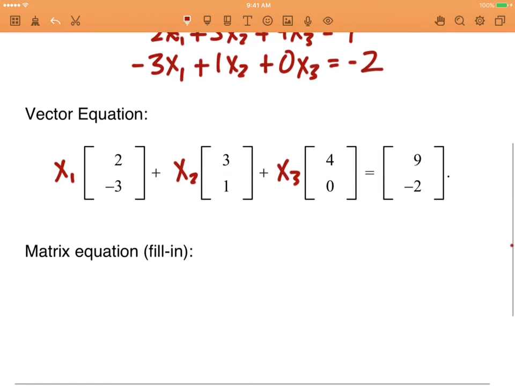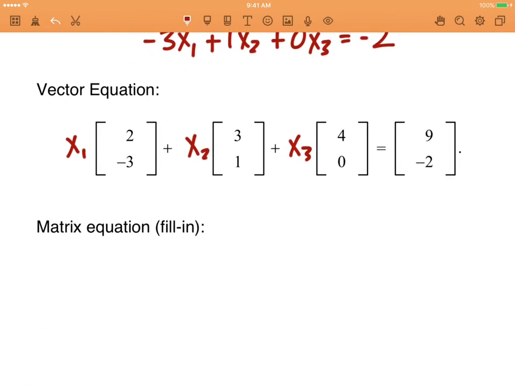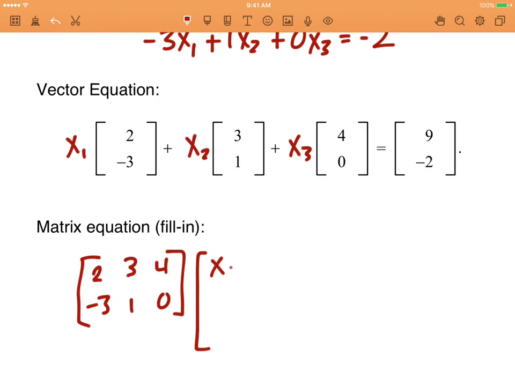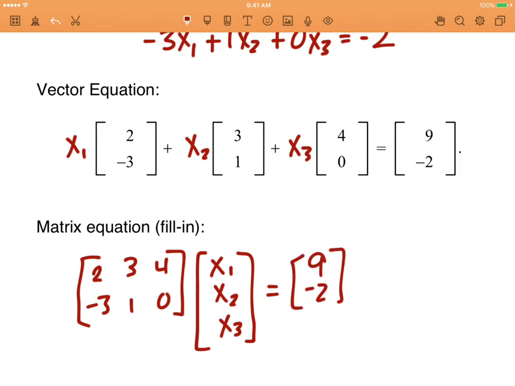Okay, and now the new matrix equation is just a way of writing these weights of the column vectors. So we write all the column vectors first, 2, negative 3, 3, 1, 4, 0, and then multiply it by the column vector of the weights, x1, x2, x3, and it should equal 9, negative 2.